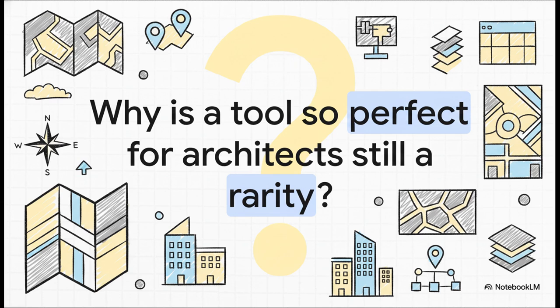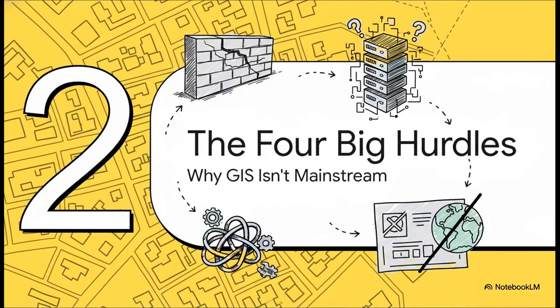So, that brings us to the big question we're trying to answer here. If GIS is so perfect for the job, why are architects who use it still such a rarity? Well, the research paper that we're digging into here points to 4 major roadblocks that are basically keeping these two worlds, architecture and GIS, apart.